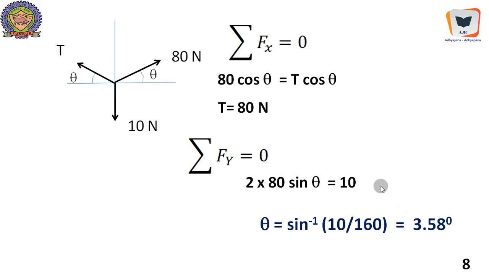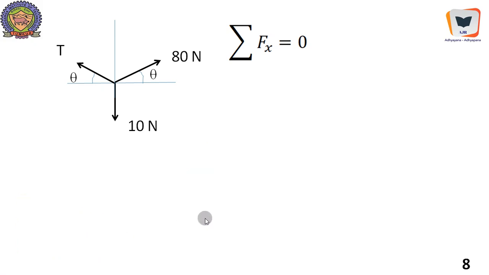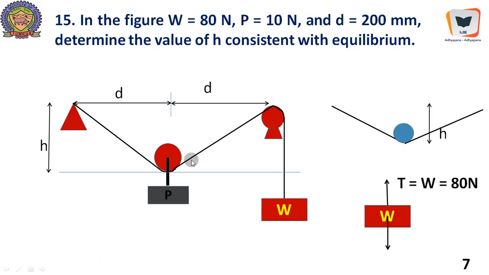Therefore, we will get theta equal to sine inverse of 10 over 160, and we will get 3.58 degree. This angle is 3.58 degree. So with the help of this angle, we can find out from the figure tan 3.58. We will go back to this figure. This angle is 3.58, and this height we don't know, but this distance we know.